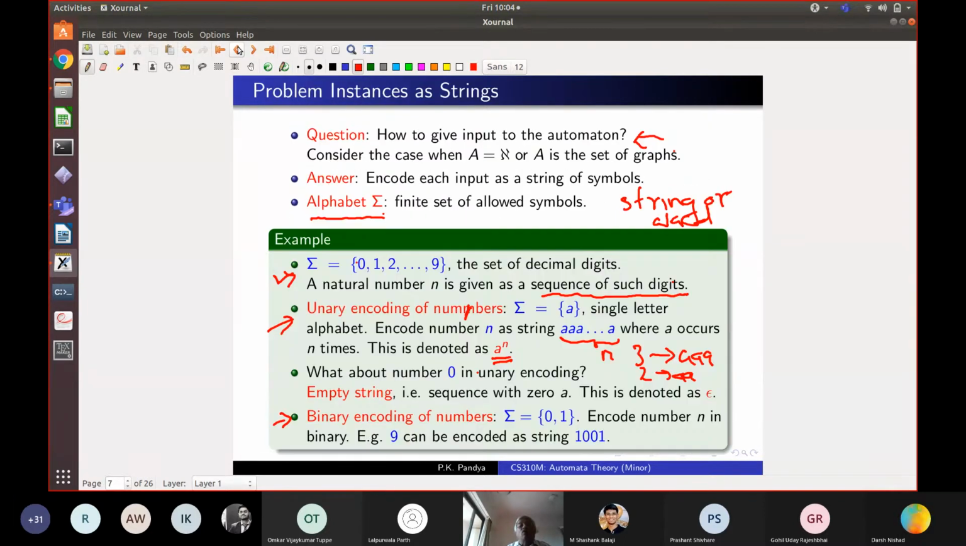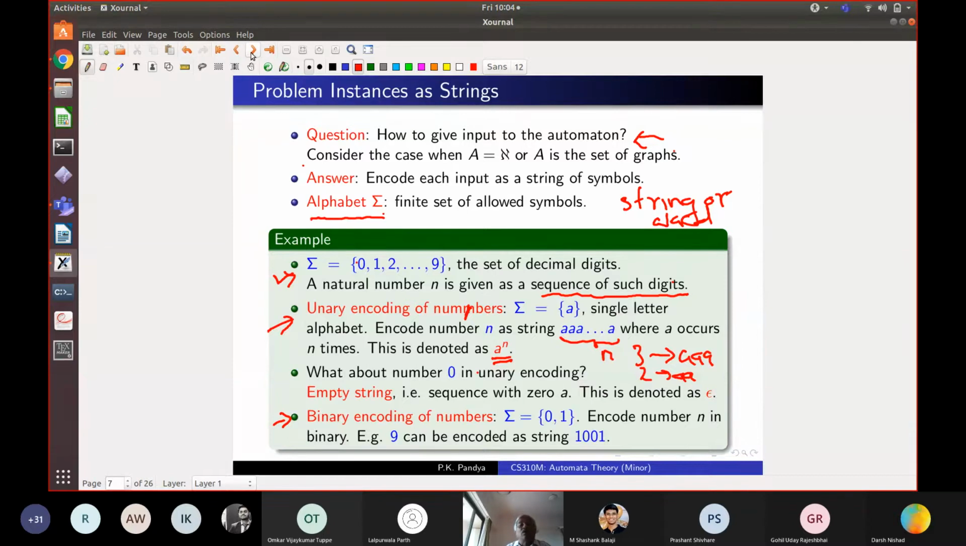Does anybody not know this binary encoding? If that is the case, please speak up or answer in the chat that you do not know the binary encoding of numbers. Then I'll spend 2 minutes explaining it. Okay, so you are all familiar with binary encoding of numbers, and we'll assume that you all know that.